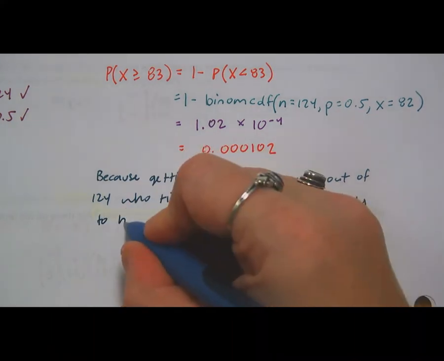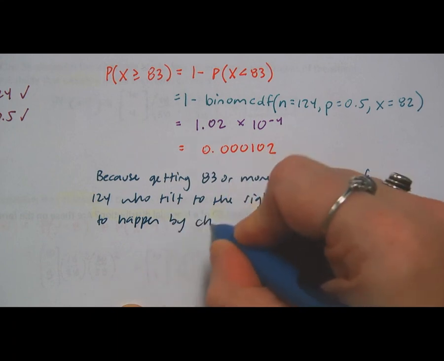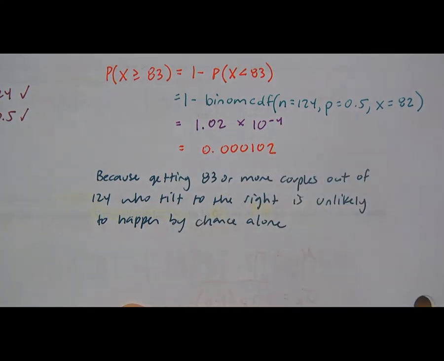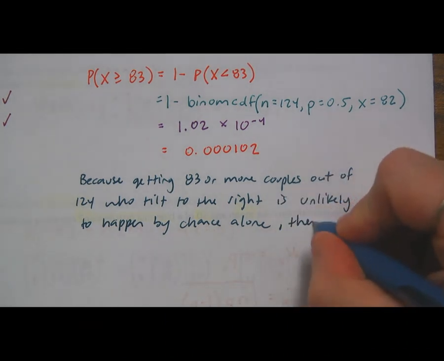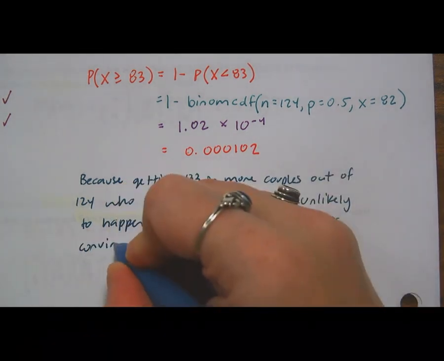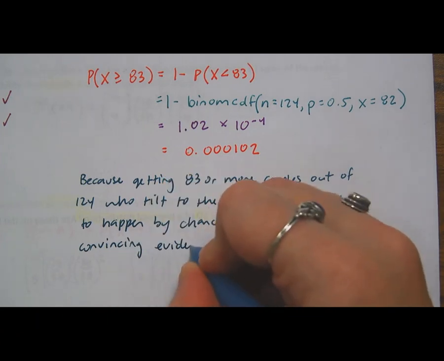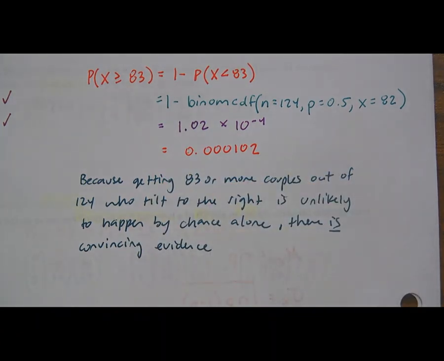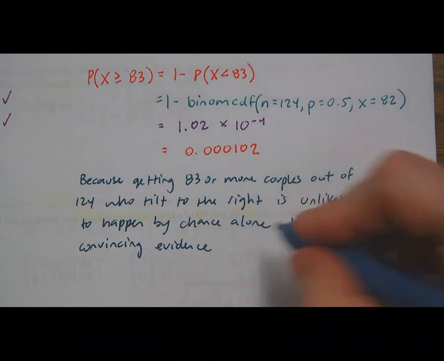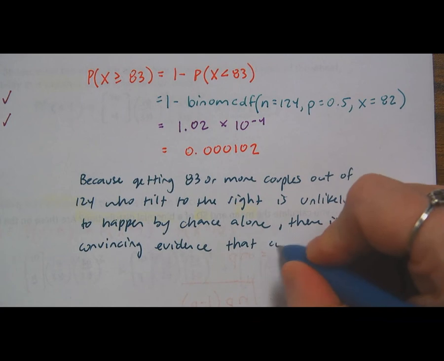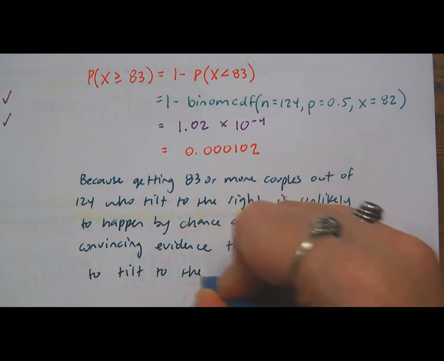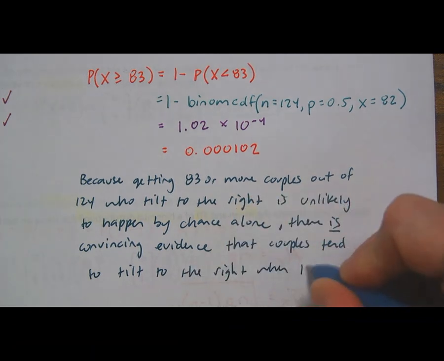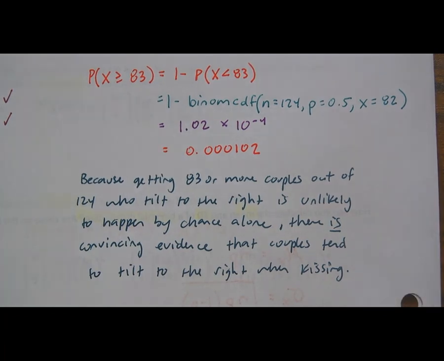How do I know it's unlikely to happen by chance alone? Yep. We got a really small probability of that happening by chance alone, which means it wasn't just a lucky thing that happened. So there is convincing evidence, and the math backs it up for us. There is convincing evidence that couples tend to tilt to the right. That's all I'm going to write. Couples tend to tilt to the right when kissing. Whew. We are done for the day.